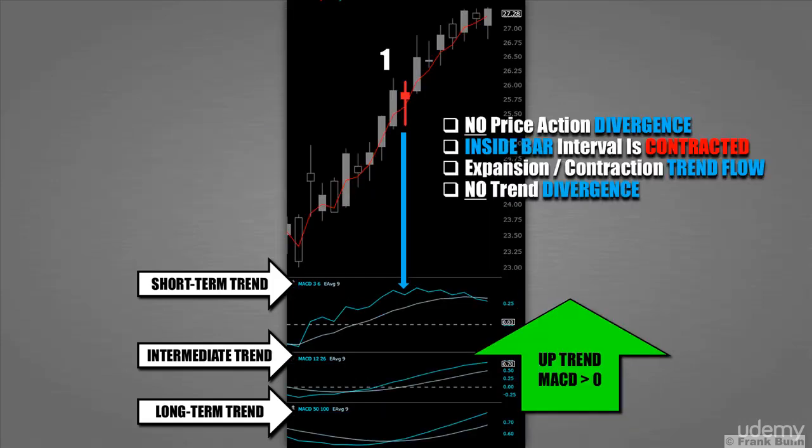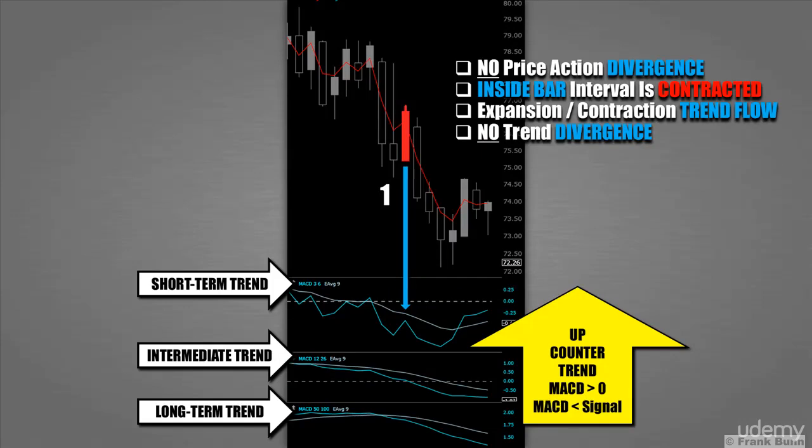Here's another example of a long trend which exhibits the pattern key. No price divergence, the inside bar is contracted, we have proper expansion and contraction trend flow into point 1, and we do not have trend divergence. Also, in terms of the intermediate and long-term contextual trend, we have a full-on uptrend here, where our MACDs are above 0 with momentum above the signal lines. This is the ideal context in which you want to locate setups.